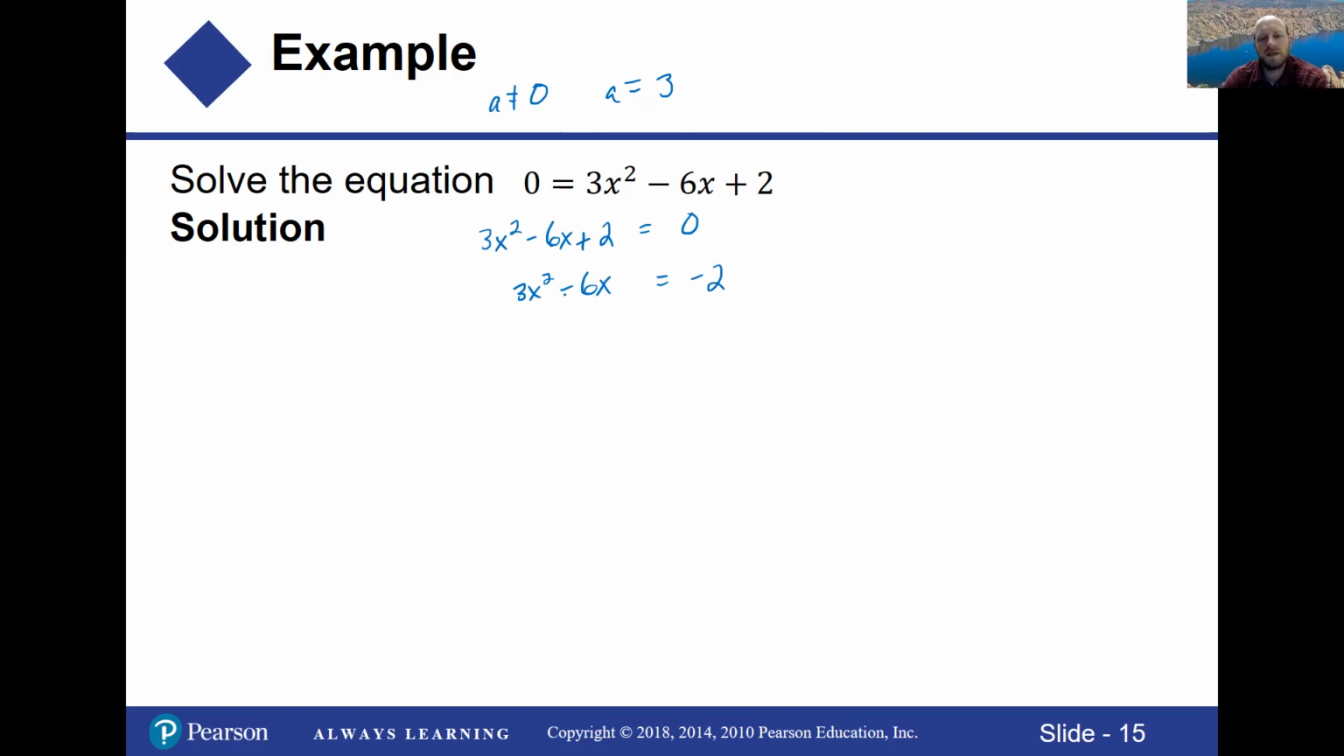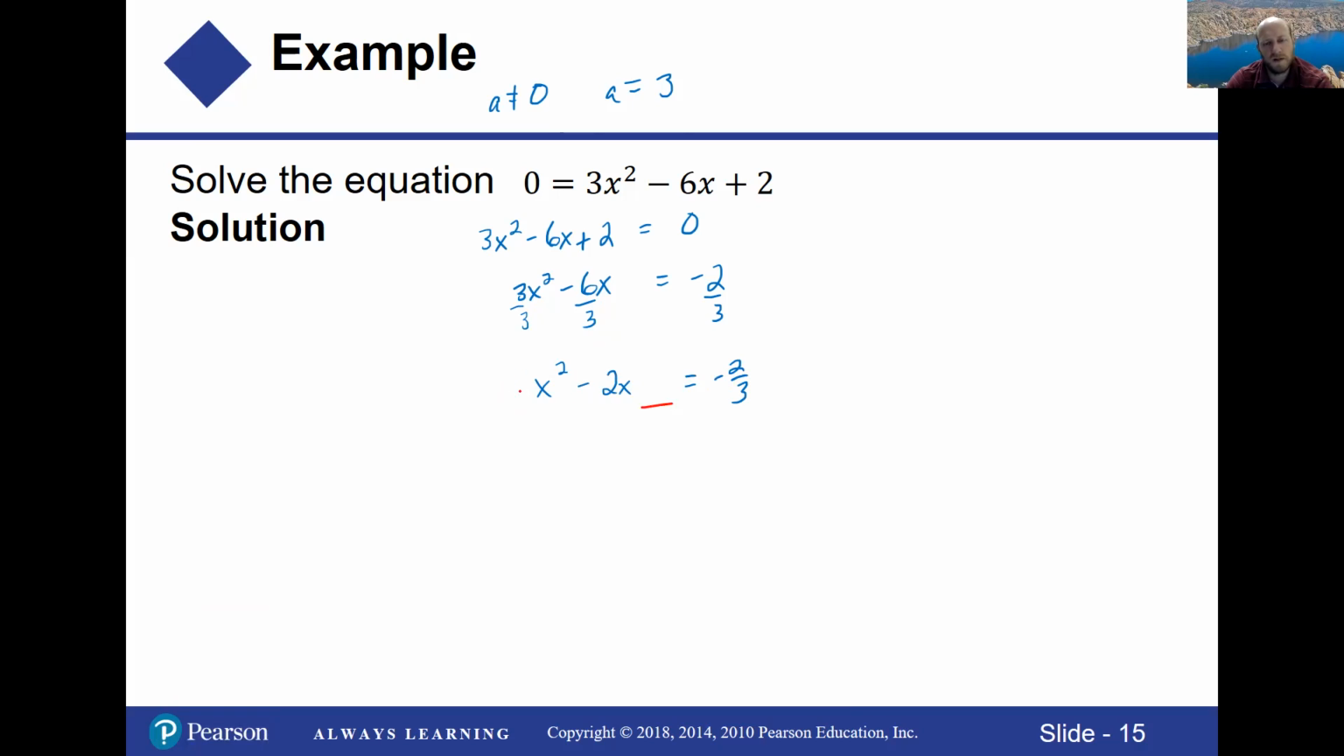But in order to complete the square, in order to find this b over 2 squared term, this has to be a 1. So I have to make this a 1. And I do that by dividing everything by the a coefficient. So I divide everything by 3. If this was a 5, I would divide everything by 5. If this was a 1/5, I would divide everything by 1/5. So this is going to be x squared minus 6x divided by 3 is 2x, and that equals -2/3.